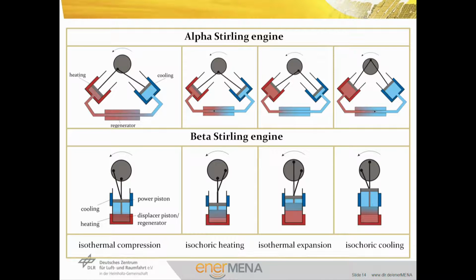In this slide, you can see different types of Stirling engines. The upper setup is very close to the theoretical cycle. This type is the alpha type Stirling engine. Below, you can see a schematic for the beta Stirling engine. The working gas performs the same state changes, but there's one piston for compression and expansion, and the other one is just responsible for the displacement of the working gas through the regenerator.